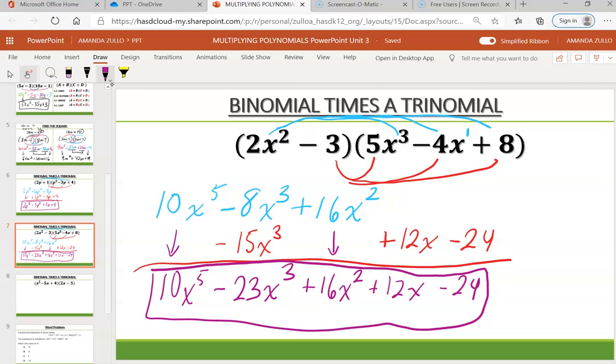Well, it's pretty simple. You distribute each term from your binomial into the trinomial. So you'll have 3 from the first 3 terms that you get after multiplying, and 1, 2, 3 terms after multiplying the second number in the binomial through. The terms that you get as a result may vary.